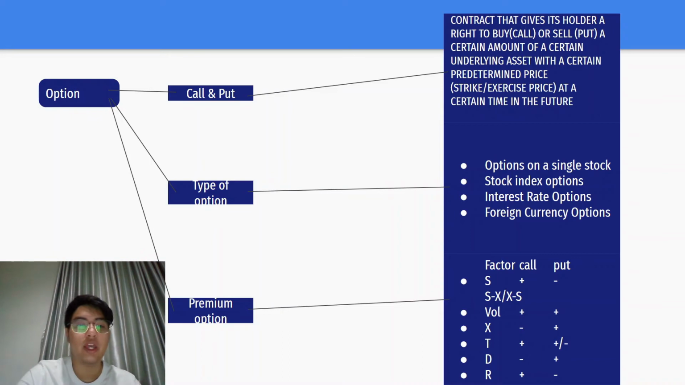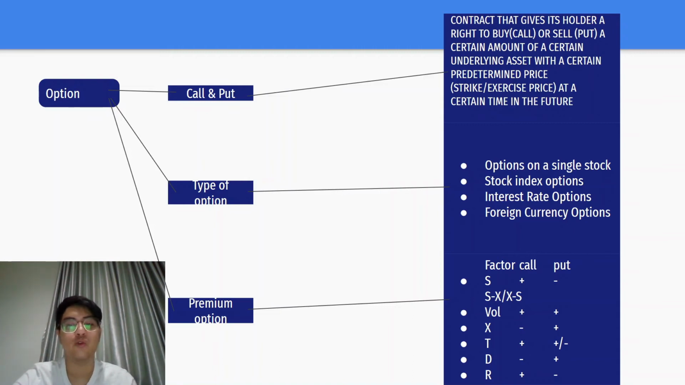Third subtopic is premium option. There are factors that affect option. There are a lot of factors that can influence call and put valuation.